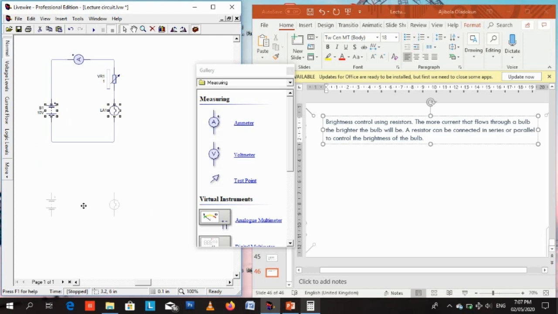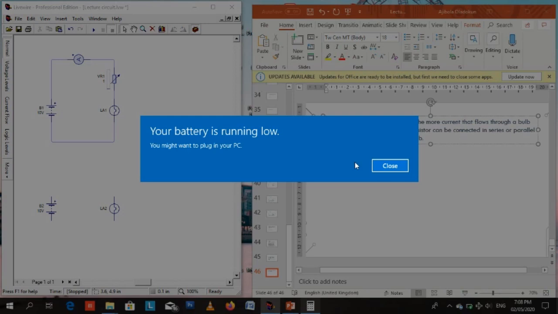So let me duplicate this. Let's close that one.